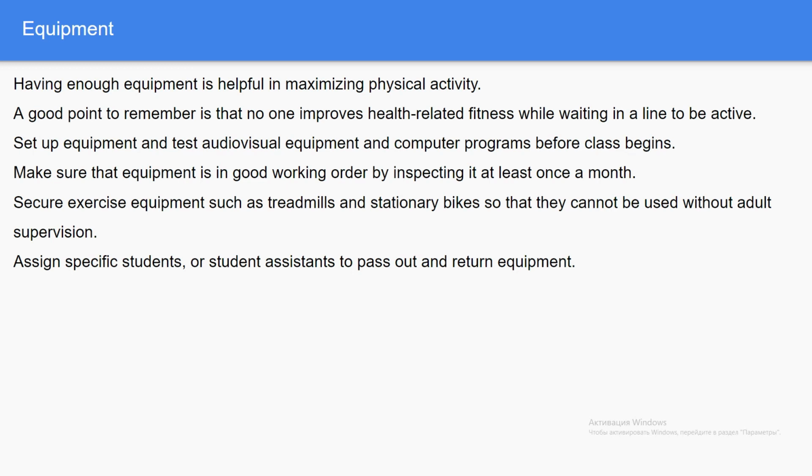Also, make sure that equipment is in good working order by inspecting it at least once a month. It's also important, firstly, for your safety, especially when we are working in a weightlifting gym. So always pay attention to whether the working condition is good enough, whether everything is okay or not.